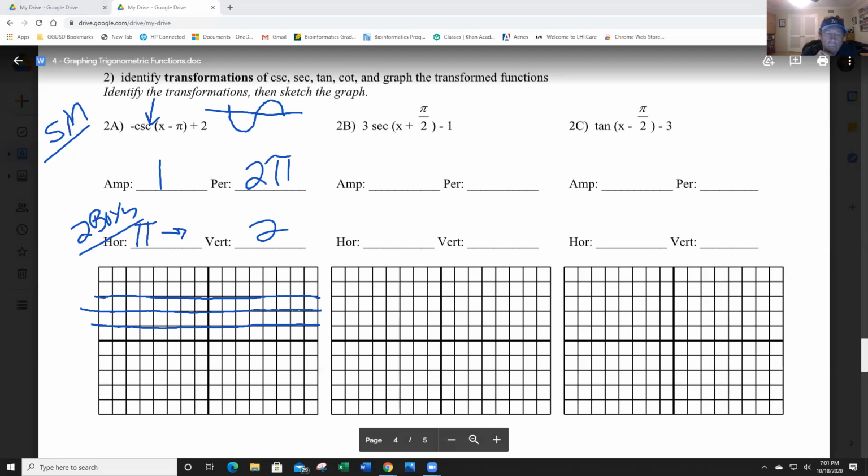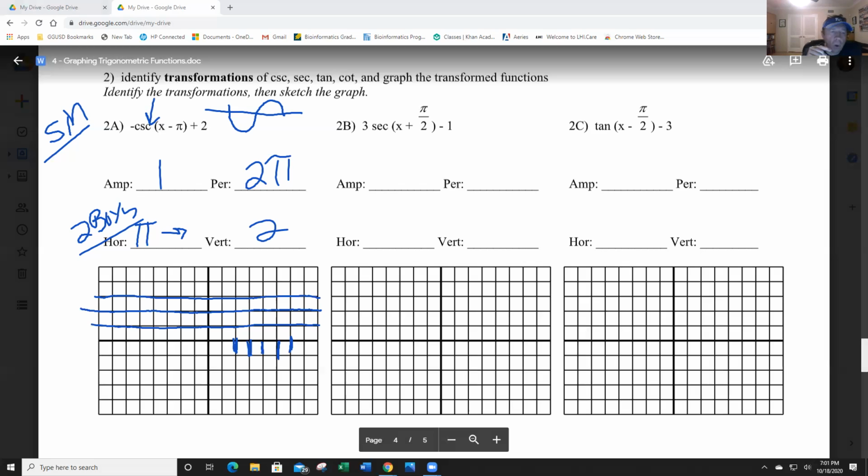Great. And the starting point, instead of at the y-axis, I'm going to go pi to the right, and pi is 2 boxes. So I'm starting right here. Since the period is 2 pi and 2 pi is 4 boxes, I'm going to count 4. 1, 2, 3, 4 right there. So I'm going to do my 5 marks right there.